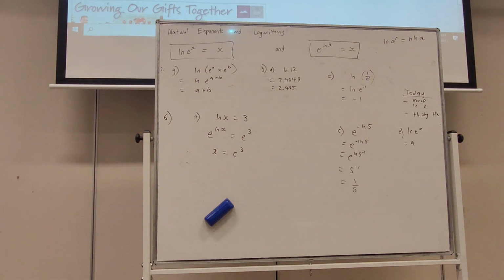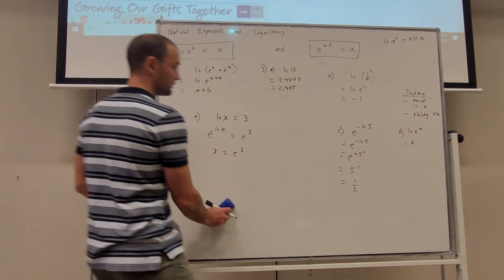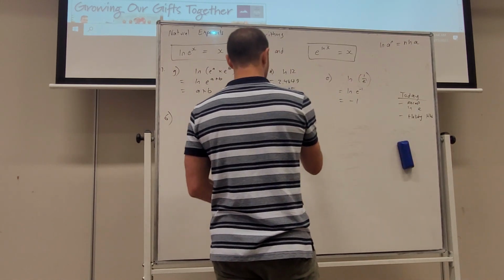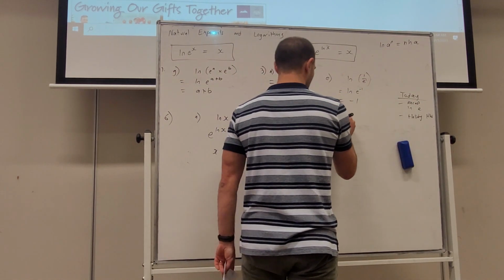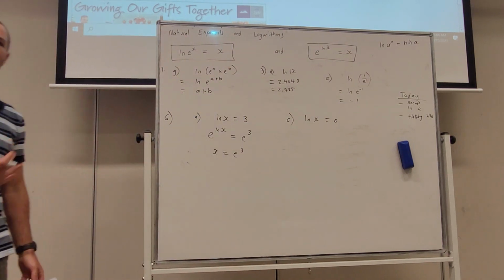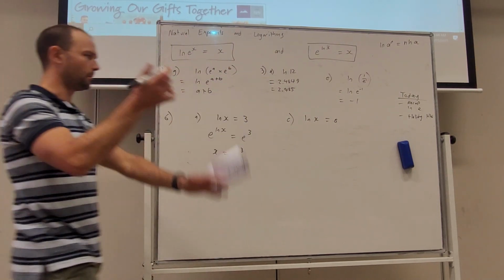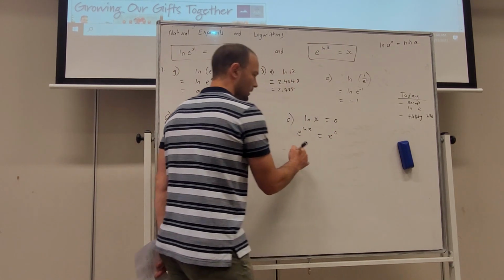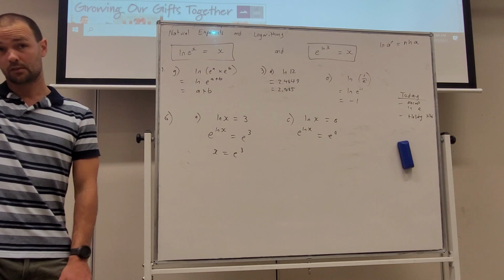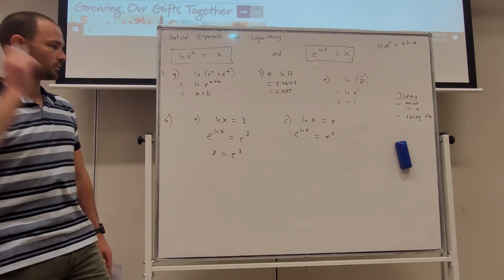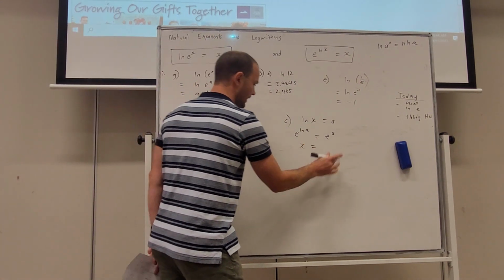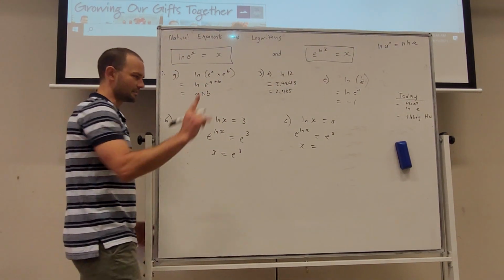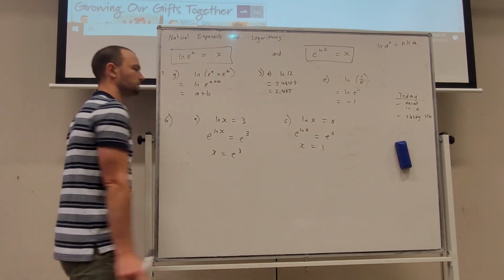Let's have a go at C. We have ln x is 0. All right, I've got ln x is equal to a number. I need to raise e to the power of both sides, following that same process. So e to the ln x will simplify to x. And how about e to the 0? Any number to the power of 0 is 1. Very good.